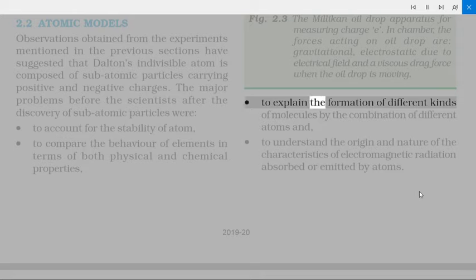To explain the formation of different kinds of molecules by the combination of different atoms, and to understand the origin and nature of the characteristics of electromagnetic radiation absorbed or emitted by atoms.